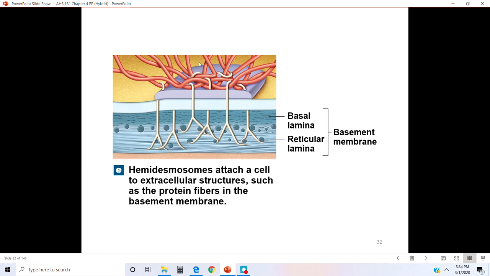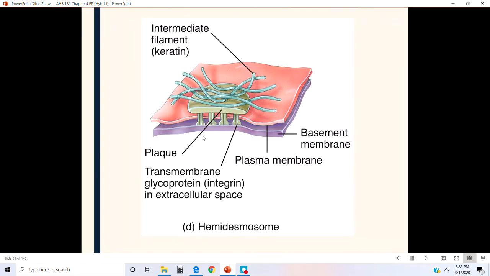So notice we're only seeing half of the dense area. So they call this a hemidesmosome, and its function is to attach the cell to the basement membrane. Again, here's from the other book. What they're calling the plaque, we're going to call the dense area. And again, here's the proteins anchoring down to the basement membrane.